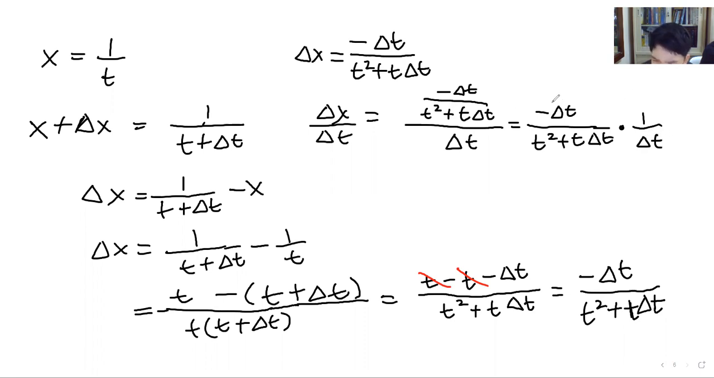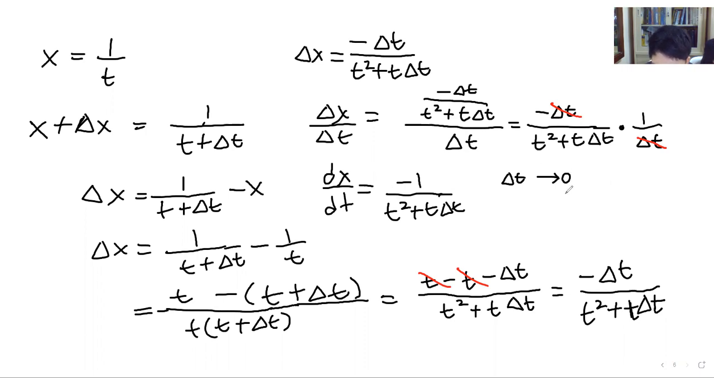So here we know that we can cancel. Just do it. Cancel this. So that equals negative 1 over t squared plus t delta t. So the limit is, okay, so this is dx dt actually. So the limit as delta t approaches 0. Not yet infinitesimal. There's still delta t. Oh wait, here, there's the delta t.